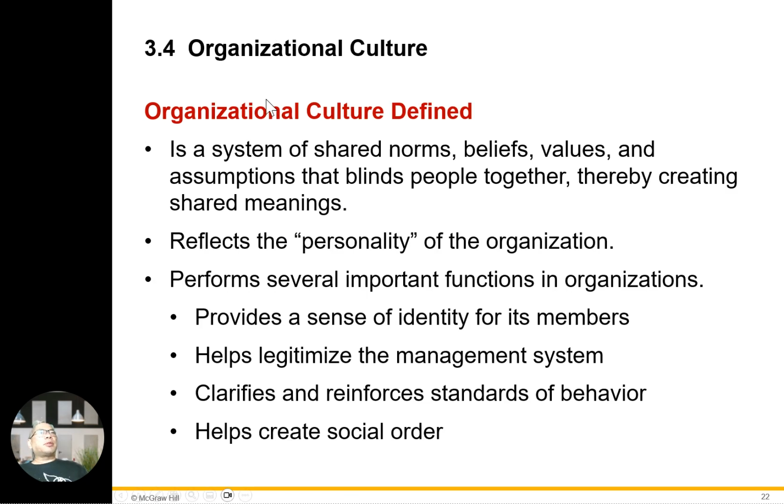Okay. In terms of organization structure, a system of set norms, beliefs, values, and assumptions binds people together, thereby creating a shared meaning. That is called the organizational culture. It reflects the personality of the organization and performs several important functions, such as providing a sense of identity, helping legitimize the management system, classifying and reinforcing styles of behavior, and helping create social order. These are the organizational structures.